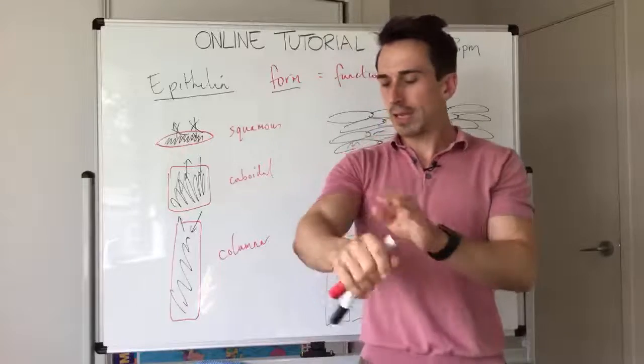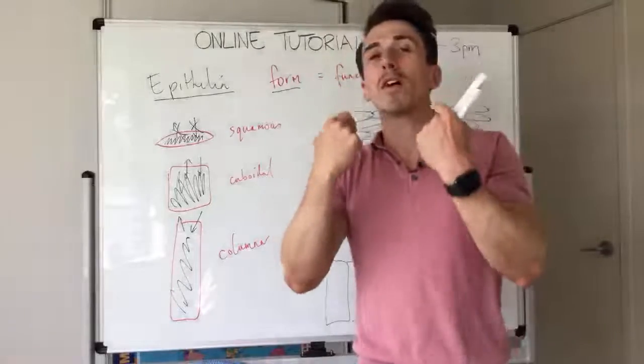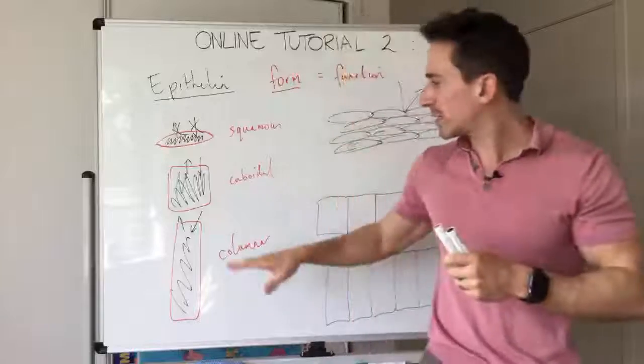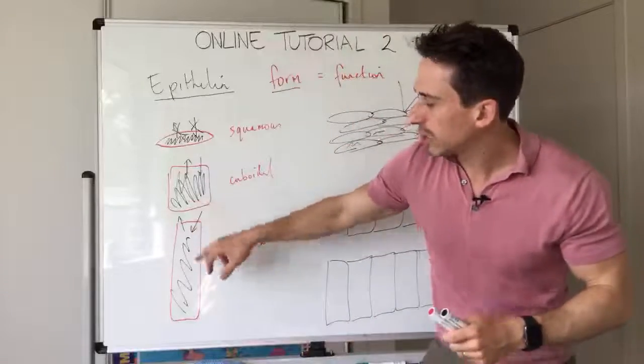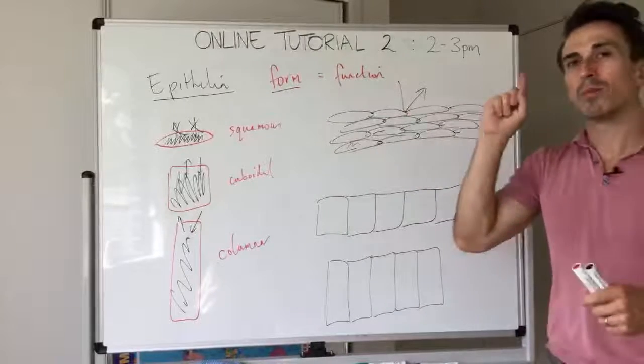So when we look at skin, it's going to be stratified squamous to protect us. If it's in our mouth, stratified squamous because we're going to chew food. We don't want to damage our face. We don't want to destroy cells that have really precious intracellular components. So stratified squamous for protection.